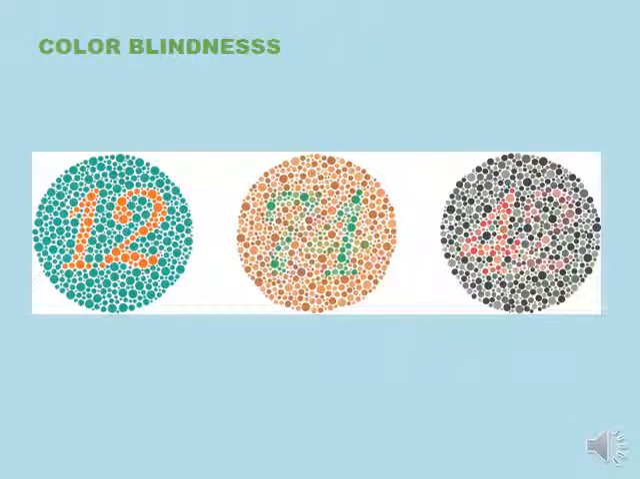So, color blindness. You have three different circles, and if you look at the coloring for individuals who are colorblind, their ability to differentiate the colors within the circles is skewed. The first one you have 12, the second one you have 74, the third one you have 42. Hopefully you see those numbers. With color blindness, the ability to differentiate the colors is, as noted, skewed.